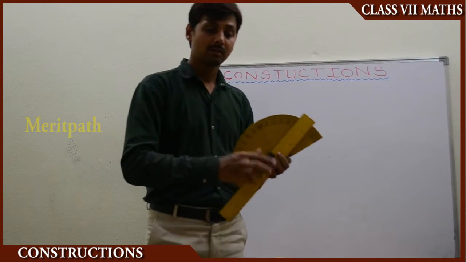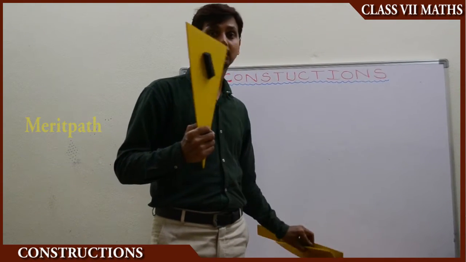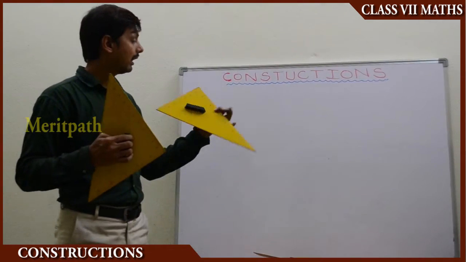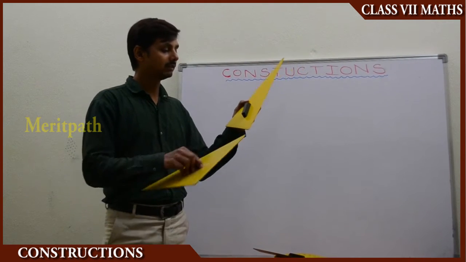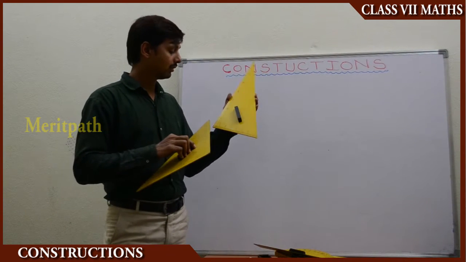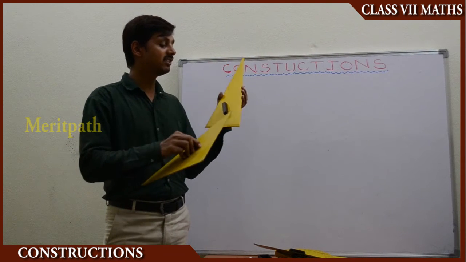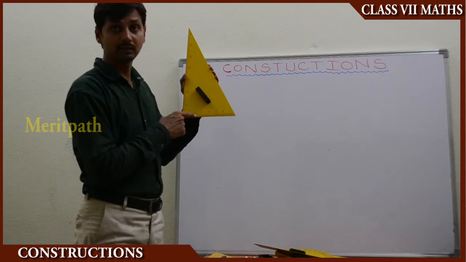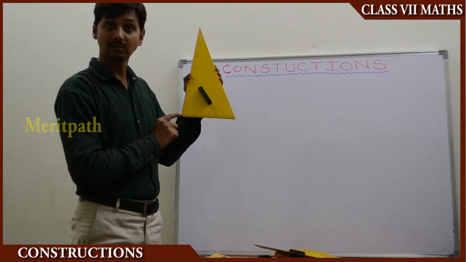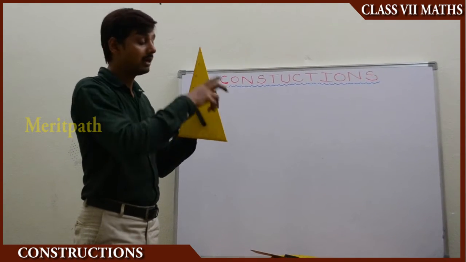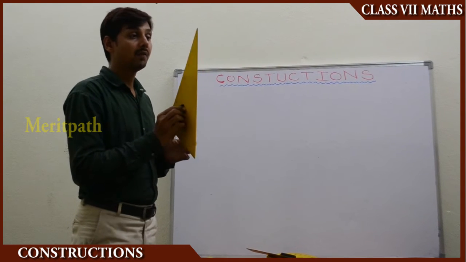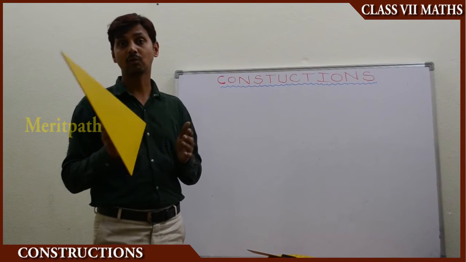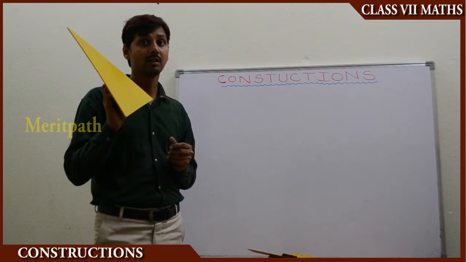And two more things, these are called set squares. We have two different types of set squares. In this one we have three different angles: 90 degrees, 30 degrees and 60 degrees. The largest angle formed at the base is 60 degrees, this is 90, and the remaining angle is 30 degrees. In this manner we construct particular angles using this. We'll also draw parallel lines and perpendicular lines using this set square.